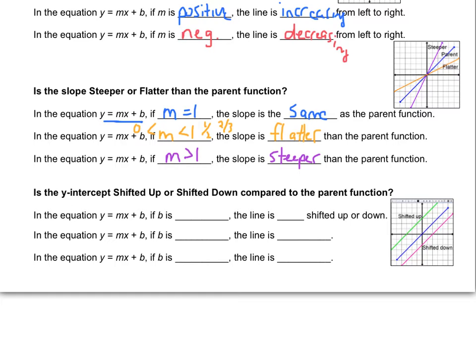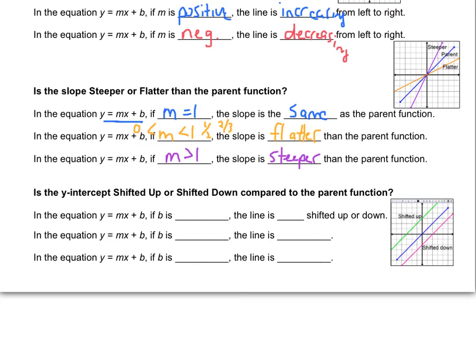The other thing that we want to compare, the next part of this, is the y-intercept. That means where it crosses the y: is it shifted up or shifted down compared to the parent function? So notice where the parent function is. The parent function is here, right? That's the parent function. So what we're going to look at is the y-intercept.